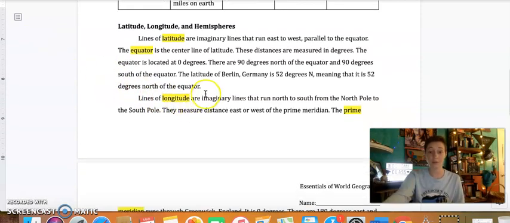So for an example here, Berlin, Germany is 52 degrees north. That means it's 52 degrees north of the equator.